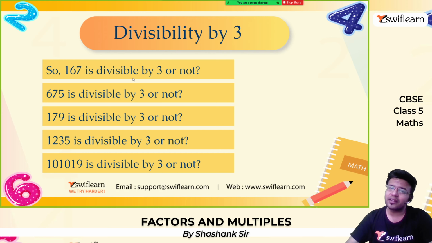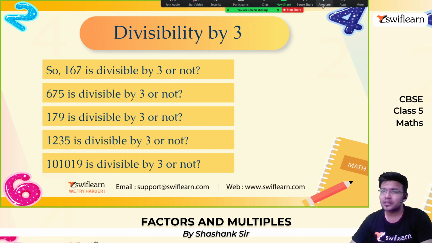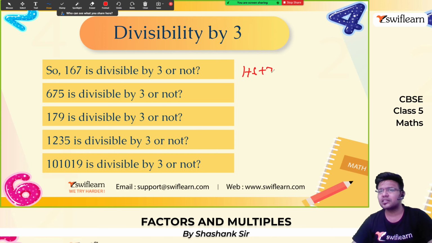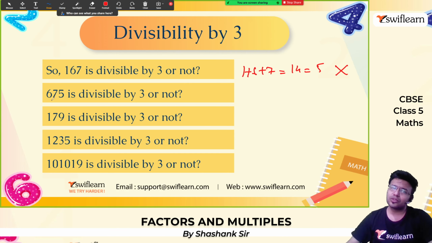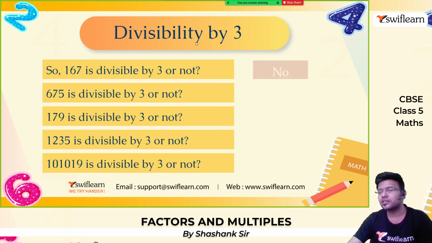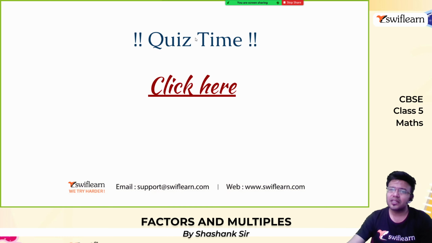Let us check the divisibility by 3. Add 1 plus 6 plus 7. How much did you get? 1 plus 6 plus 7 is equal to 14, which is 5. Not divisible. 6 plus 7 plus 5 is 18, divisible by 3. 17, not divisible. 1, 2, 3, 5: the sum is 11, not divisible. 9, 10, 11 and 12: divisible by 3. Add all the digits, check whether the sum is a multiple of 3, then only it is divisible.